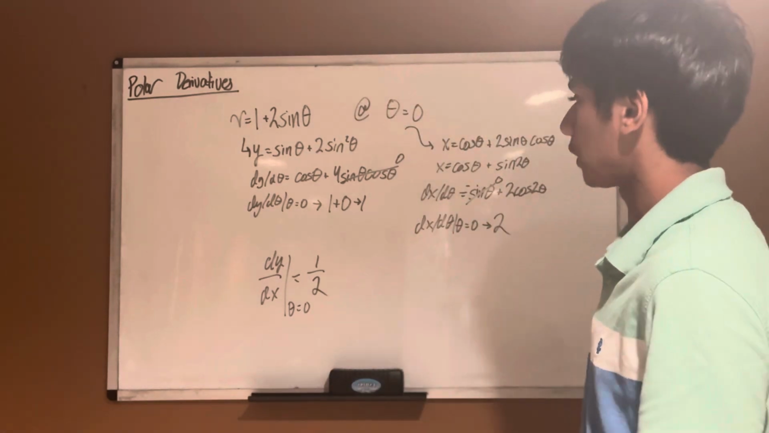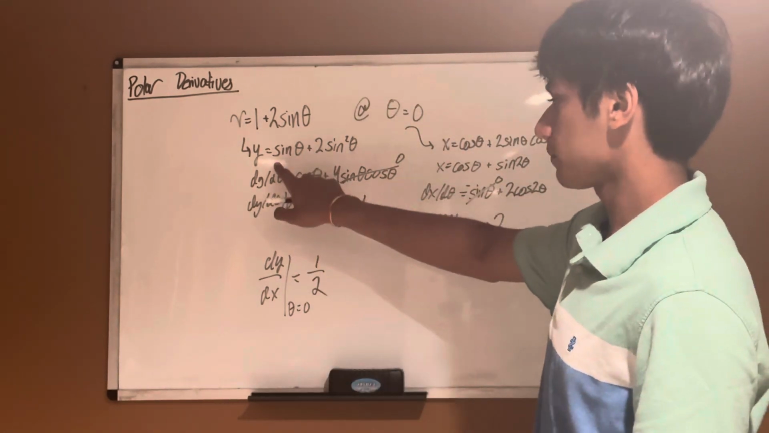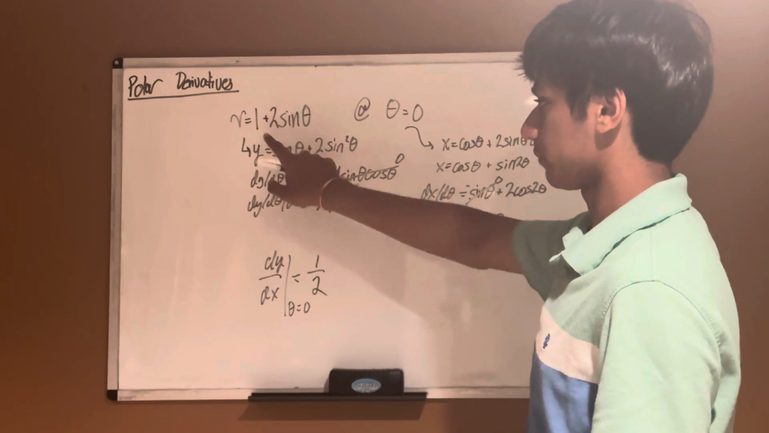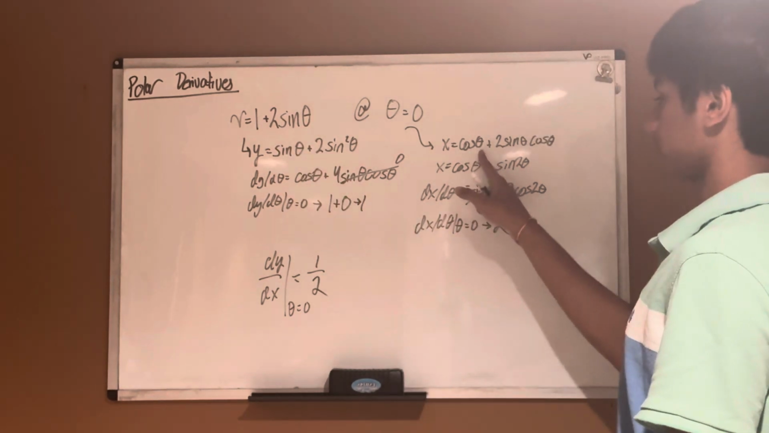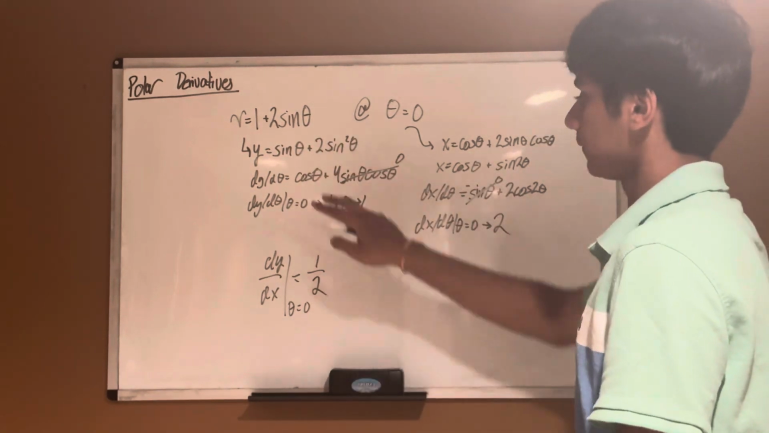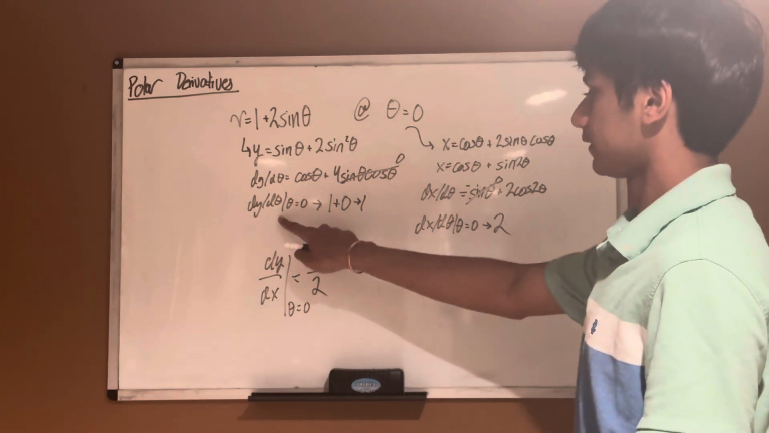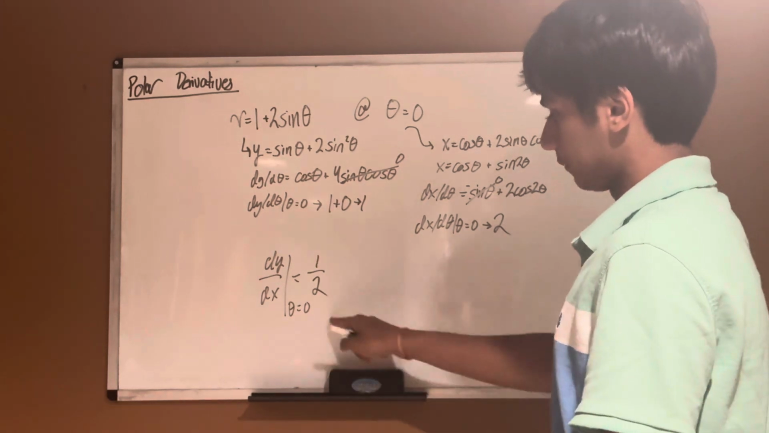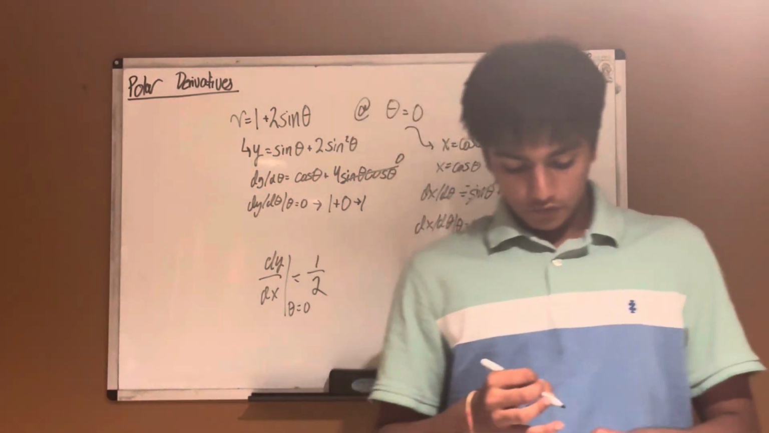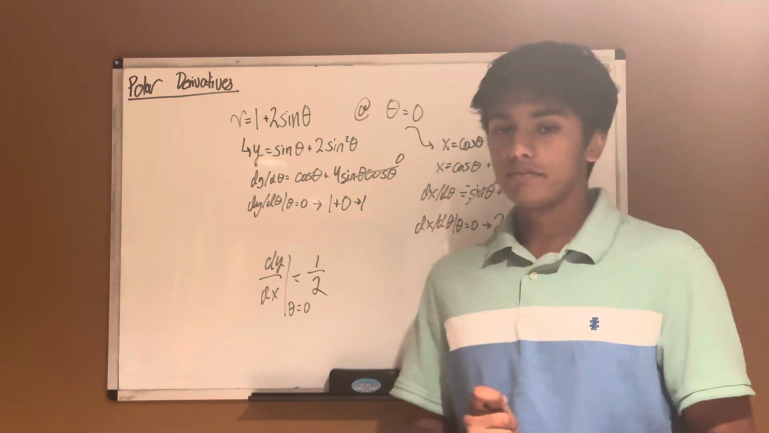Again, just to reiterate, the process is we first find y by multiplying the r function by sine theta, find x by multiplying the r function by cosine theta, take the derivatives, and then divide dy/d theta by dx/d theta, and get our answer. So that's the process for finding polar derivatives.